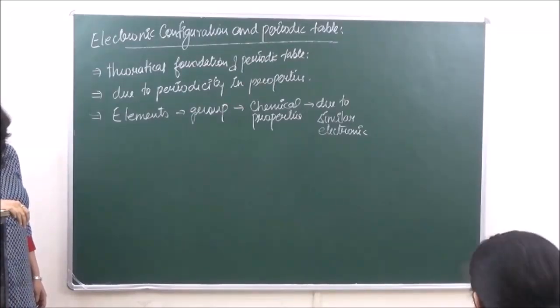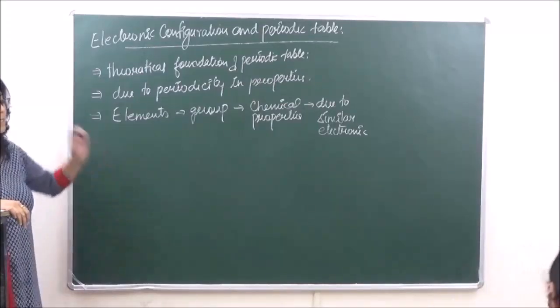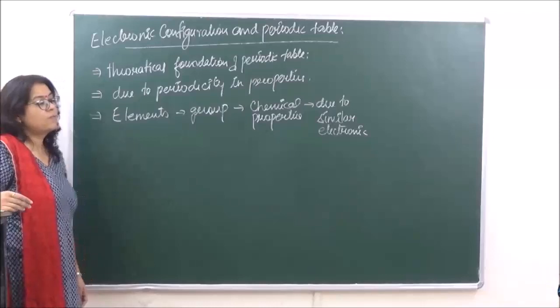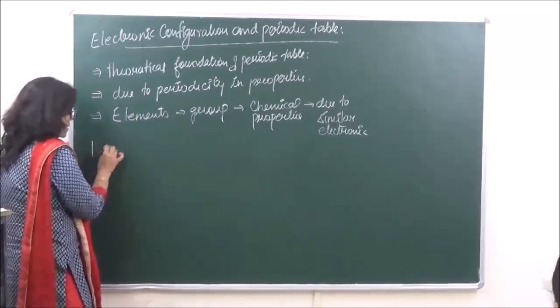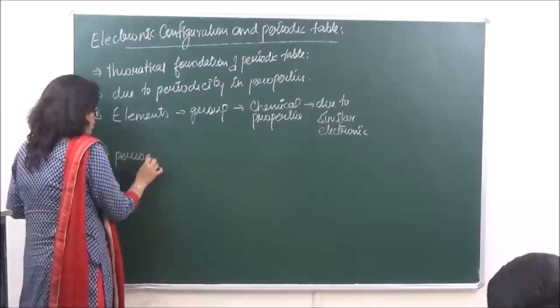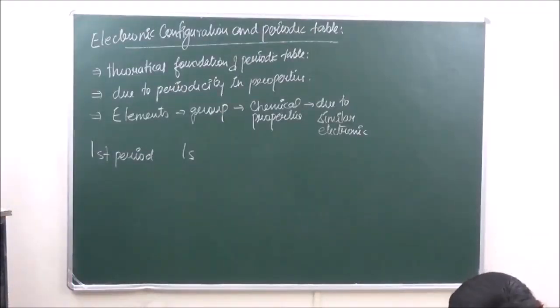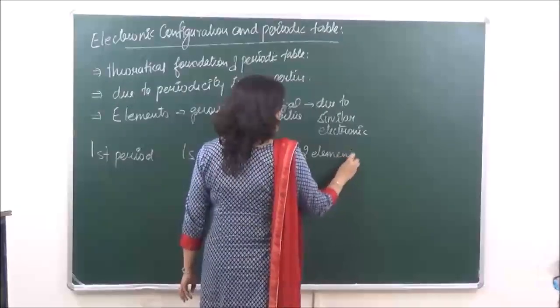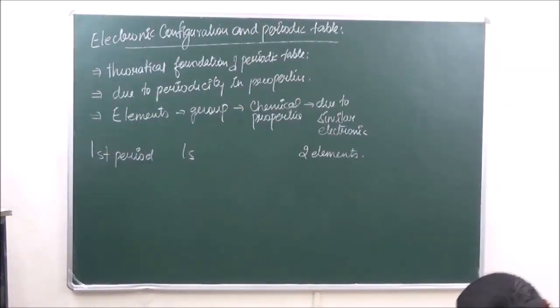Now the sequence in which the various energy levels are filled is going to determine the number of elements present in each period. For example, in period 1, the first period, we are only filling 1s. Therefore, the first period is going to have only 2 elements, because s can accommodate only 2 electrons, 1s1 and 1s2. So the first period has only 2 elements.